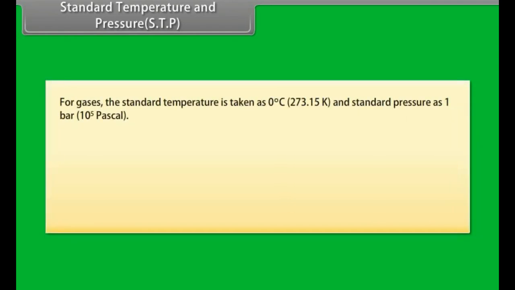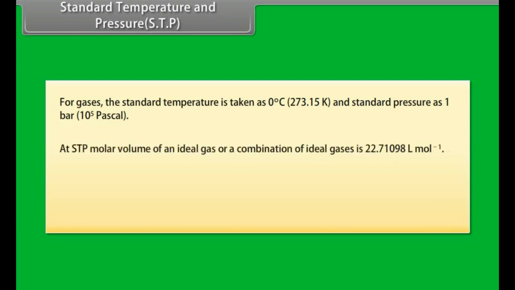Standard temperature and pressure, S.T.P. For gases, the standard temperature is taken as 0 degrees Celsius or 273.15 Kelvin and standard pressure as 1 bar or 10 raised to the power 5 Pascal. At S.T.P, molar volume of an ideal gas or a combination of ideal gases is 22.71098 liter per mole.